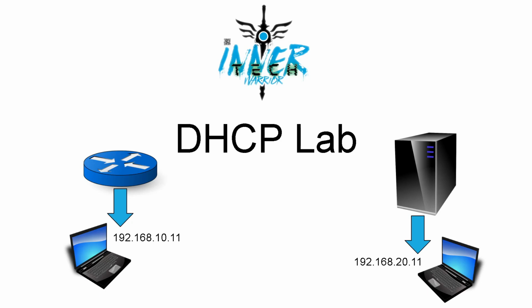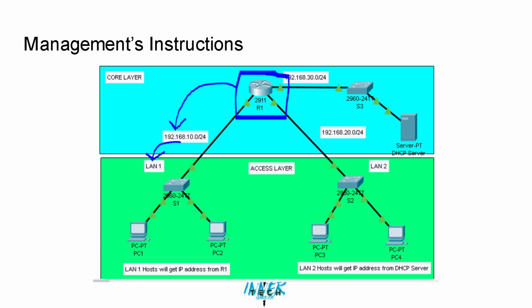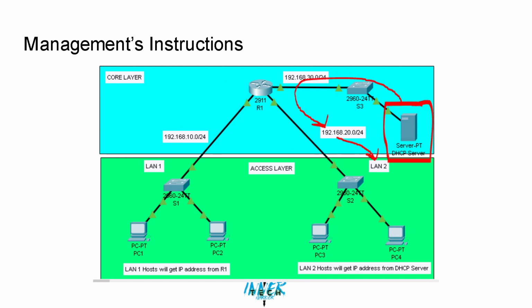In this lab, management wants us to use a DHCP server to automatically provide IP addresses to one LAN network, while the router automatically provides IP addresses in the other LAN network. Specifically, management wants us to use the router to provide IPs in the 192.168.10.0/24 network for LAN 1. And management wants us to use a DHCP server to provide IPs in the 192.168.20.0/24 network for LAN 2.